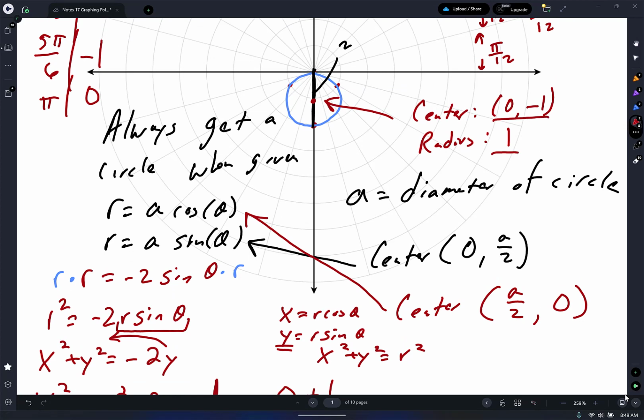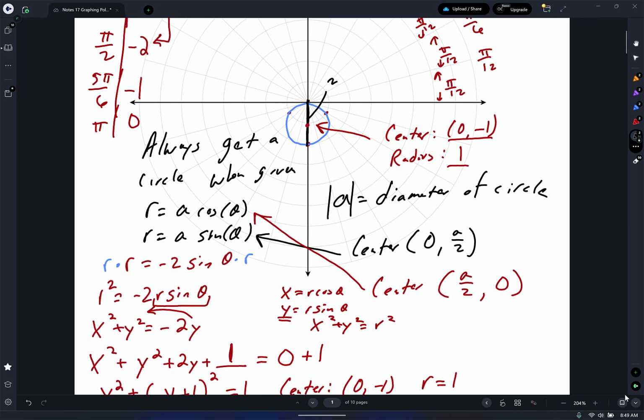Cool, right? And you know what? I should put absolute value here. Absolute value of a is the diameter of the circle. Put absolute value. Yay or nay? Easy? Okay.